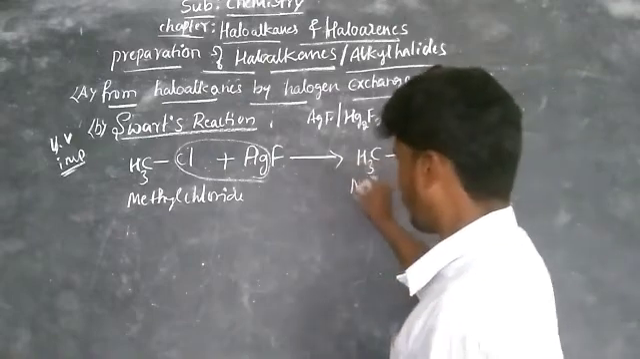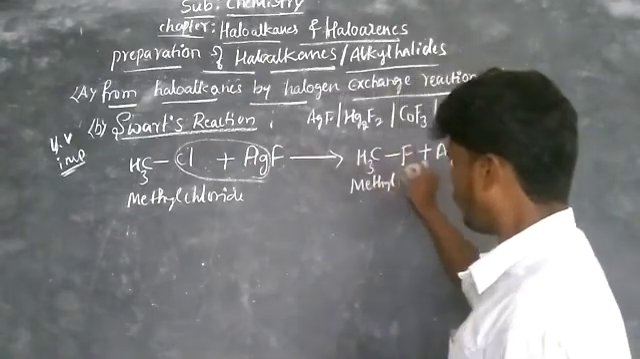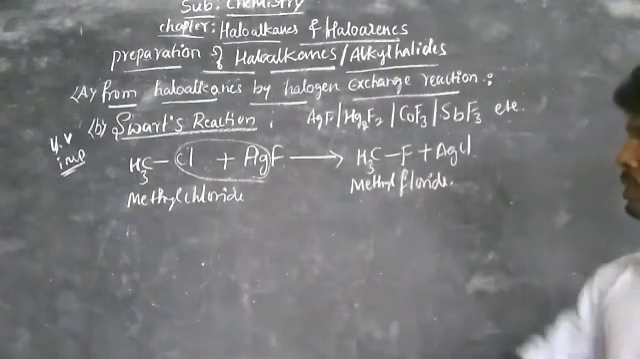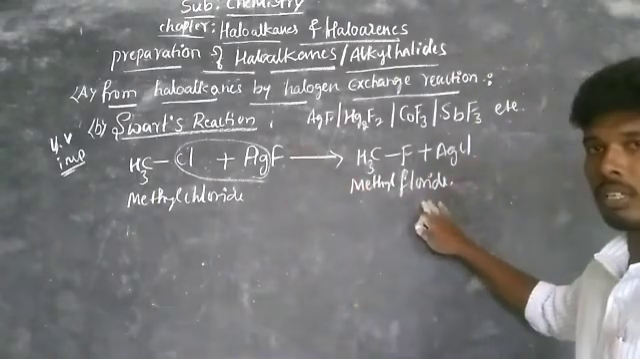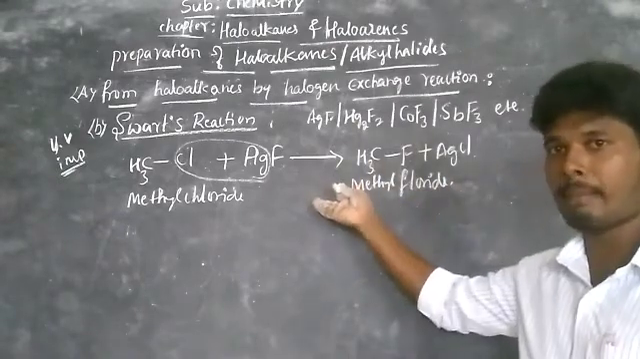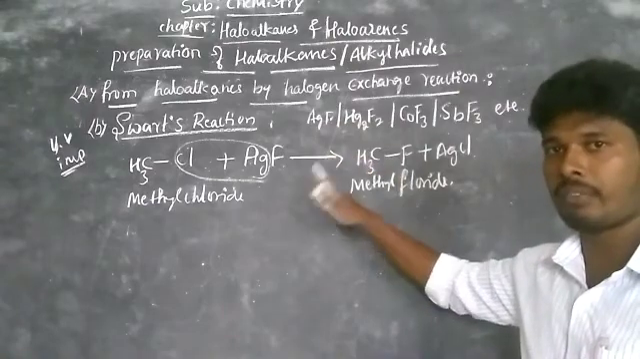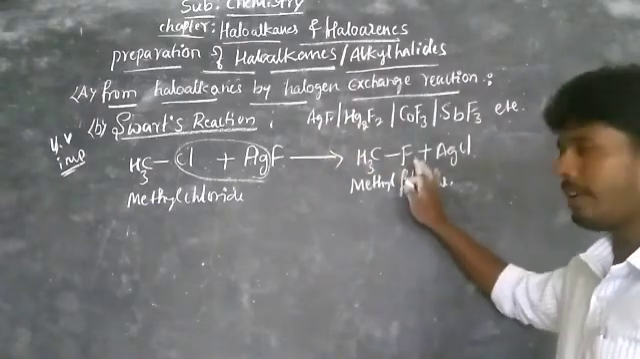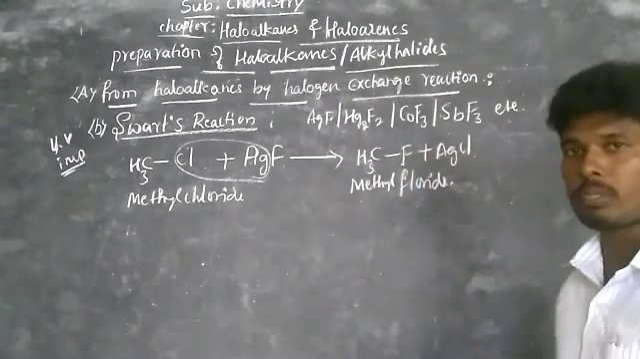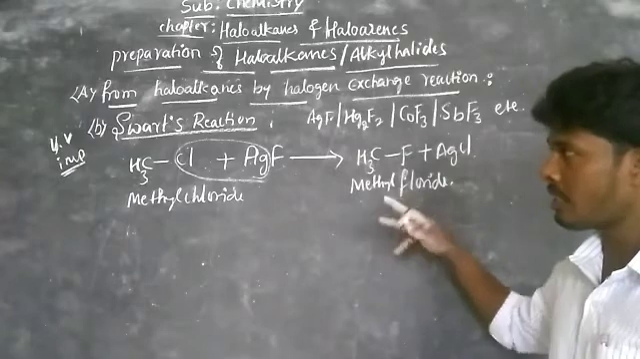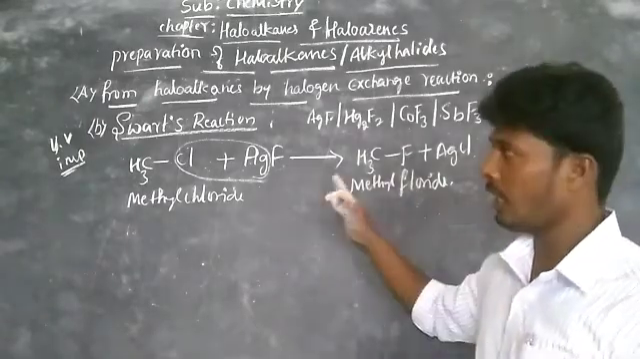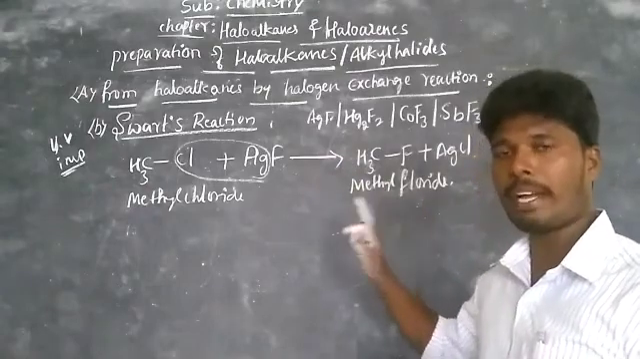So here my product is methyl fluoride. Remember, in the Swarts reaction you can prepare fluoride alkanes, whereas in the previous reaction, that is the Finkelstein reaction, we prepare iodine compounds. You should remember the difference between the Finkelstein reaction and the Swarts reaction. Definitely any one among these two, they may ask.